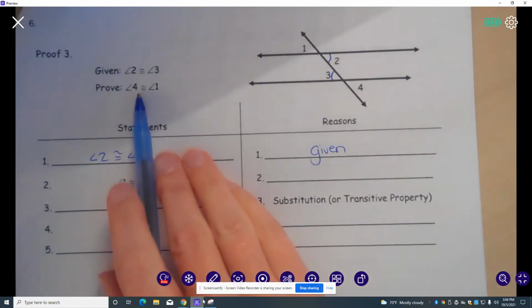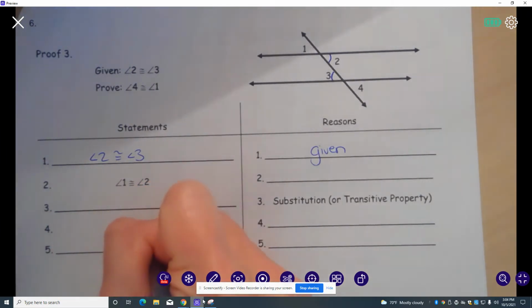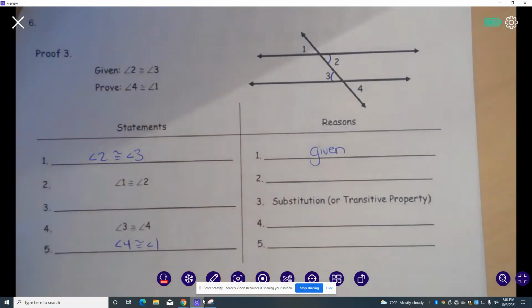And we're trying to prove that angle 4 is congruent to angle 1. So I'm going to put that at the end. I don't know the reason for that yet, though.